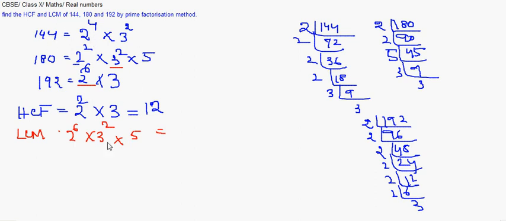Either you do it this way, taking the maximum of them, or you take out the HCF and multiply it by the rest of the factors available. That will also give you the same answer. So if you calculate this, 2 to the power 6 is 64, 3 to the power 2 is 9, and that with 5 is 45, and 64 times 45 gives me 2880. This is the LCM of the 3 given numbers.